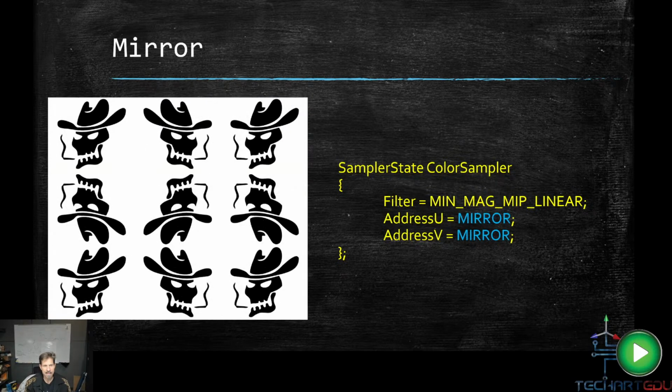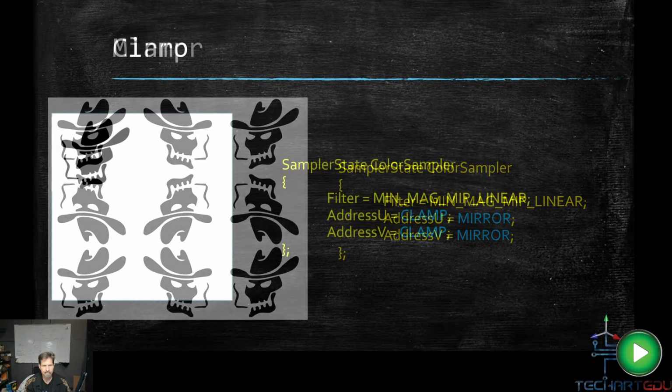Now, the complement of that is mirror mode. It's kind of like wrap mode, but it mirrors from left to right and up and down. What this does is help reduce some of the seaming that might happen if your texture map itself isn't very good looking and you want to get rid of the seams. Well, mirroring can help get rid of the seams.